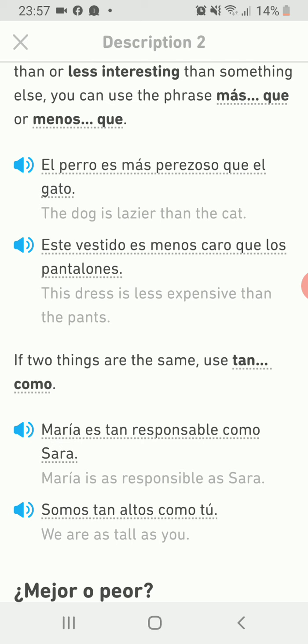And if two things are the same, use tan como. Tan como means that they are equally beautiful, for example. María es tan responsable como Sara. Tan como. So, el vestido es tan.